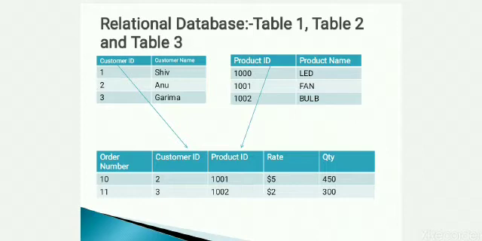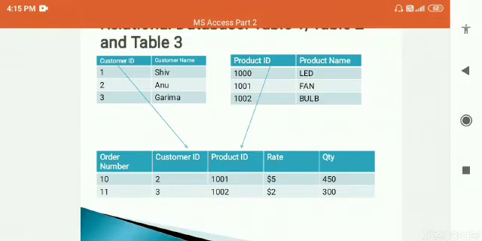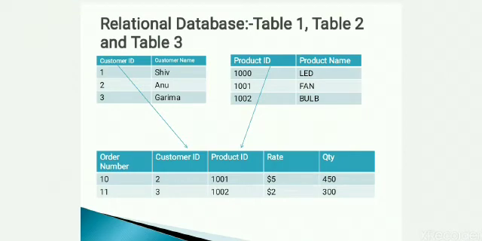In table 2, we have product ID as the primary key. Now, what is table 3? Table 3 has all the details related to that customer ID and product ID according to the order number. Whenever we create a table like this, it automatically picks the data from table 1 and table 2 and fetches all the details as per your requirement. So this is the kind of thing which shows the relation between the tables.